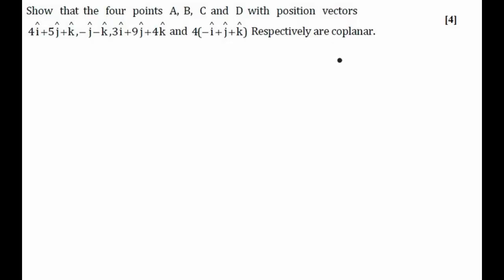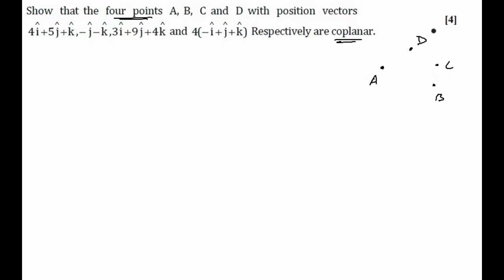Okay, so in this question we have to show that the 4 points A, B, C and D whose position vectors are given to us are coplanar, right? So let us first understand what concept we will be using to solve this particular question. So let us say these are our 4 points. Let us call this point A, this point B, this point C and this point D, right?